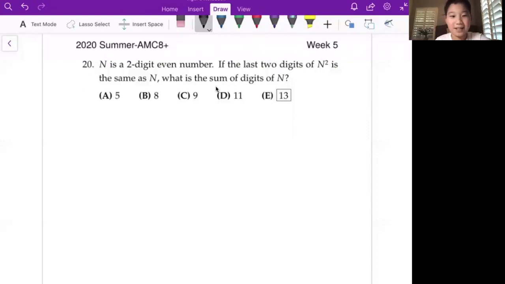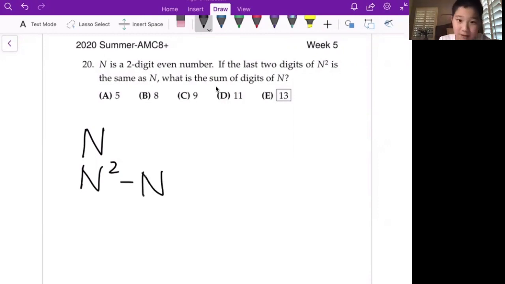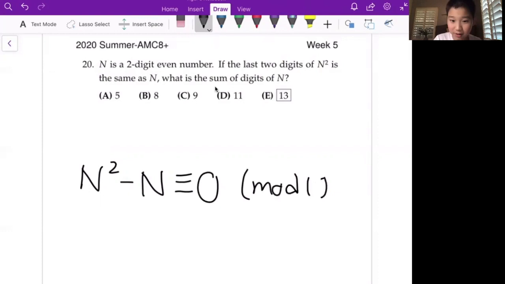Problem 20. N is a two-digit even number. If the last two digits of N squared is the same as N, what is the sum of digits of N? So N and N squared both end in the same two digits. So what happens if you subtract N from N squared? The result will have 0, 0 as its last two digits. So it must be divisible by 100, or you can write it in this way, equal to 0 mod 100.